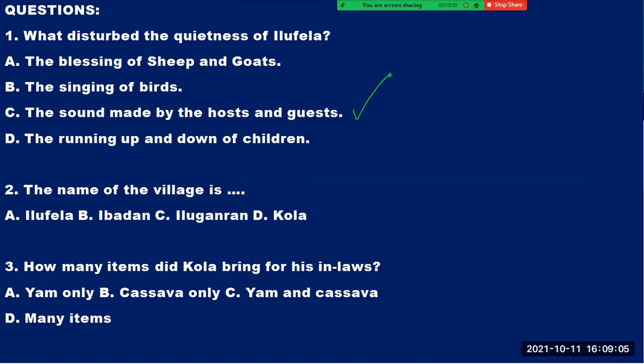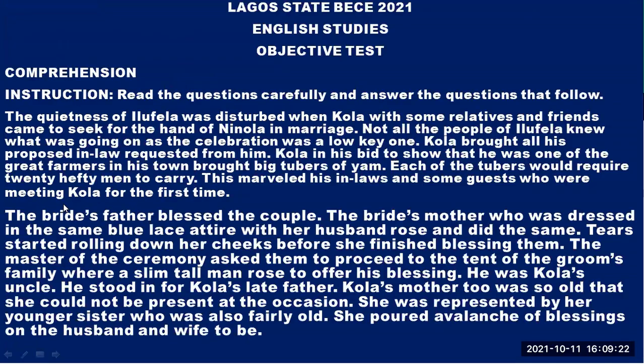Now, question number 2. The name of the village is, we already know that the name of the village is Ilufela. We have seen it there. And if we get back to the passage, we find it. So always look for evidence. The quietness of Ilufela, so you can see that this is the name of the village.